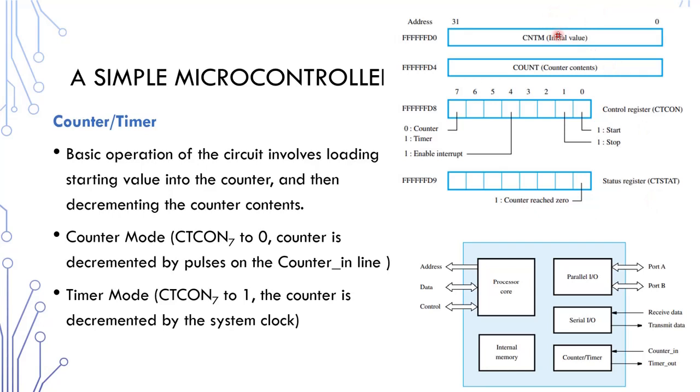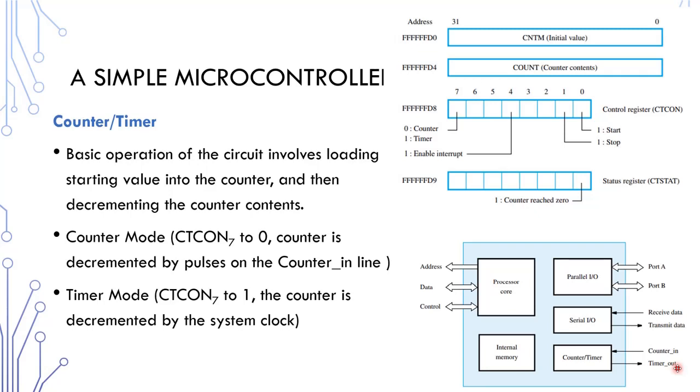The counting process is stopped by setting the bit CT control 1 to 1. We can stop the process of counting. In timer mode, the CT control 7 is set to 1. This mode can be used to generate periodic interrupts. It is also suitable for generating a square wave signal on the output, this timer out line. The process starts as explained in the counter mode.